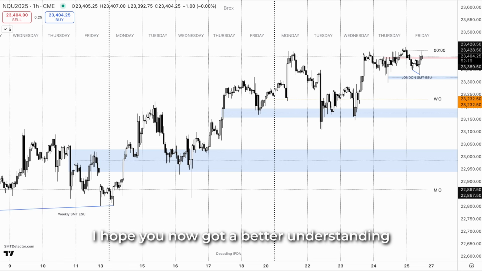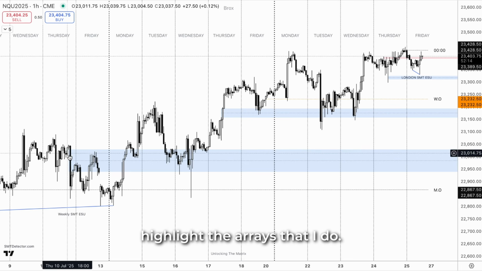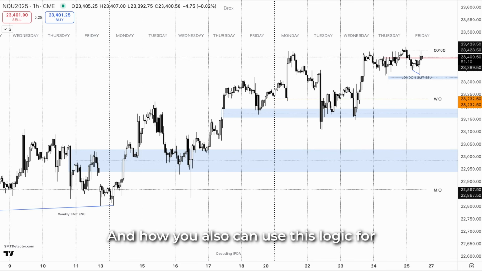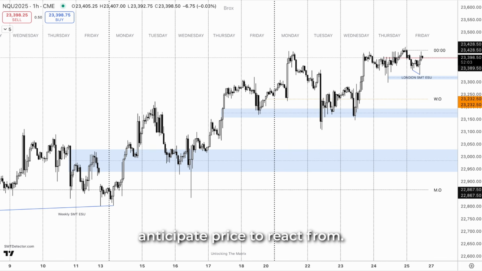I hope you now got a better understanding of why I choose to highlight the arrays that I do, and how you also can use this logic for yourself to potentially frame points of interest or areas in general where you anticipate price to react from.